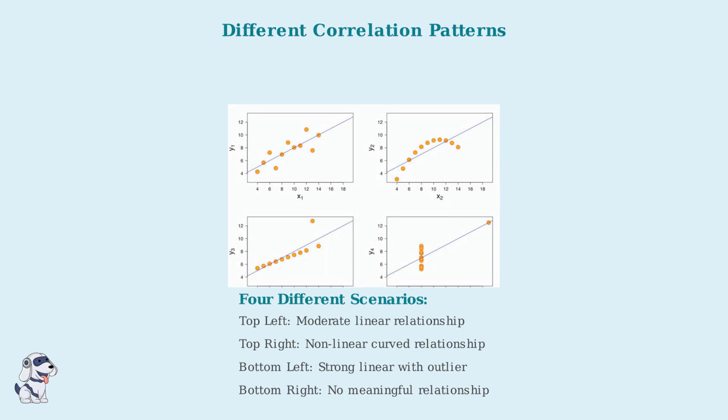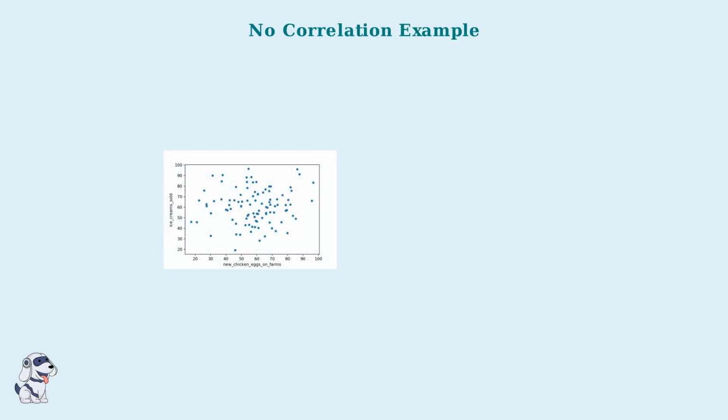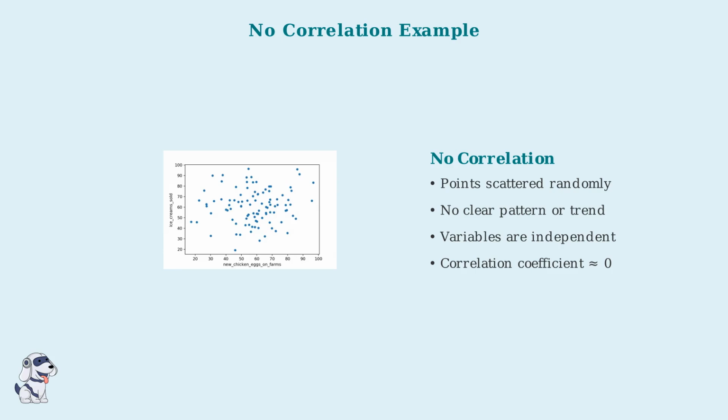the variables. Sometimes scatter plots reveal no correlation between variables. This example shows the relationship between chicken eggs on farms and ice cream sales, 2 completely unrelated variables. The points are scattered randomly with no clear pattern. This indicates the variables are independent of each other, and the correlation coefficient would be close to 0.